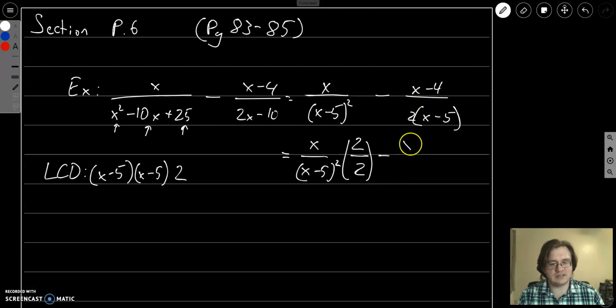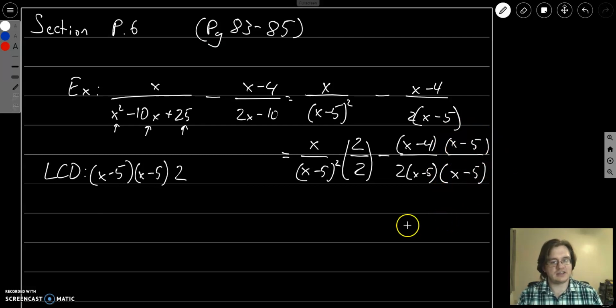Next, I'll subtract, and again, we'll just write this fraction down. I'm going to put this in parentheses just so that it's a little bit clearer what's going on. And again, I have 3 factors. I have 2 of those here. The third one needs to be x minus 5. So again, I'll just multiply the top and the bottom of this fraction by x minus 5.